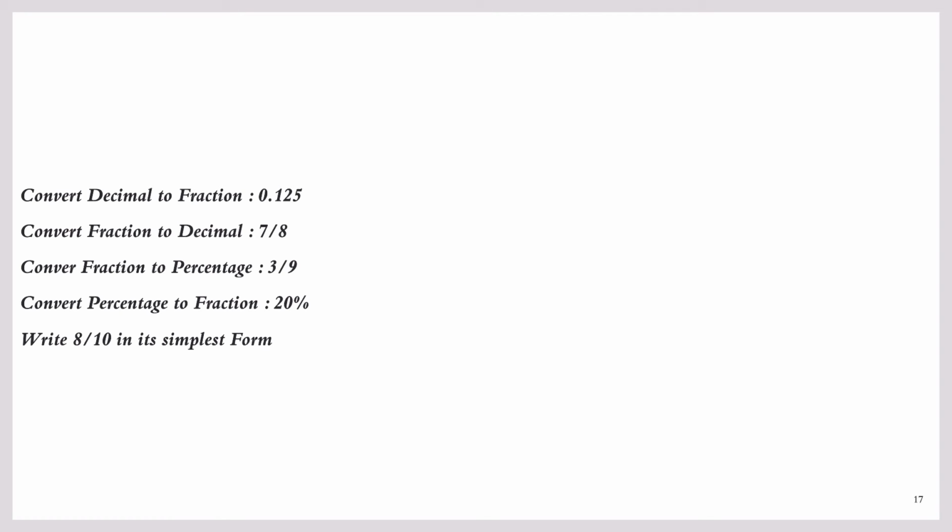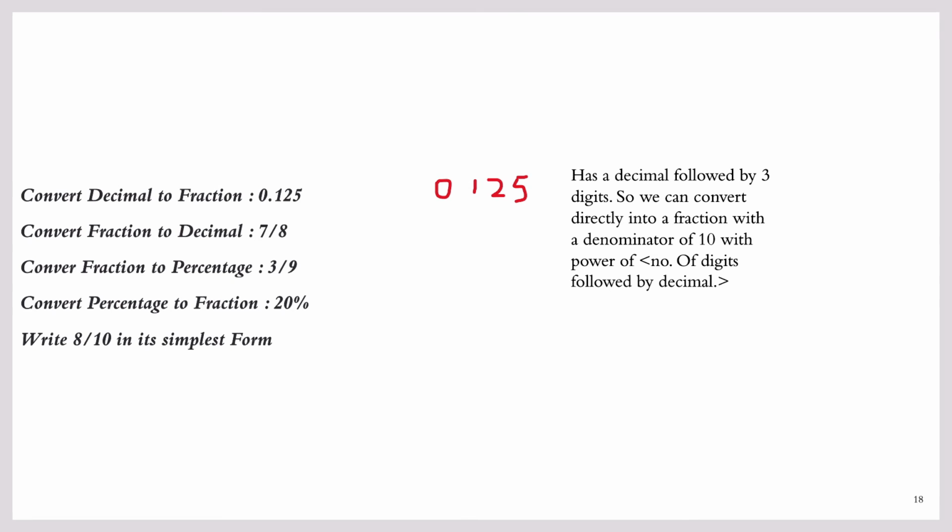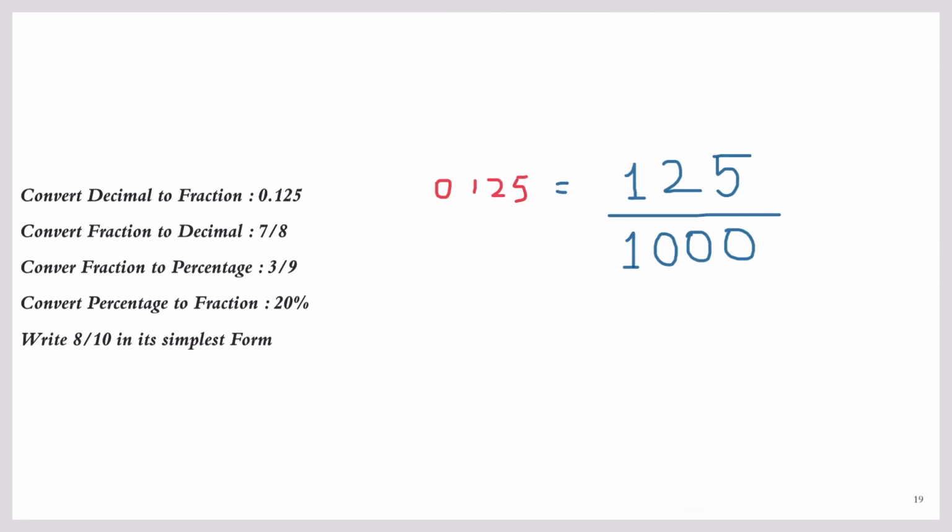We are converting the decimal 0.125 to a fraction. 0.125 has a decimal point followed by 3 digits, that is 1, 2 and 5. So we can convert directly into a fraction with a denominator of 10 to the power of the number of digits after the decimal point. What this means is that the number of digits after the decimal determines the denominator, and the values that follow after the point become the numerator. So it becomes 125 over 1000.